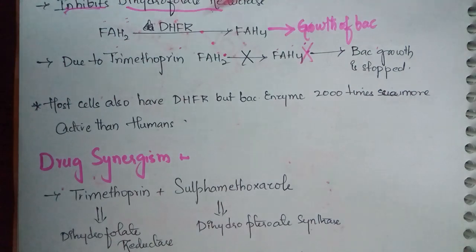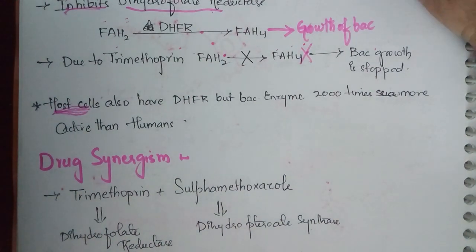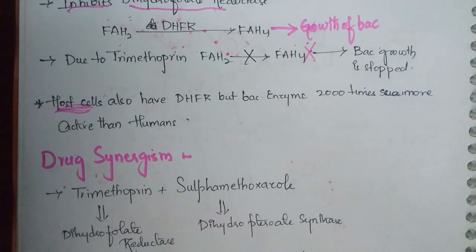Now, even hosts such as human beings also have dihydrofolate reductase enzyme in our body. But bacterial enzyme is 2000 times more active than a human enzyme. That's why the drug selectively binds to the bacterial enzyme, not to the human enzyme. Hence, it has no side effects.